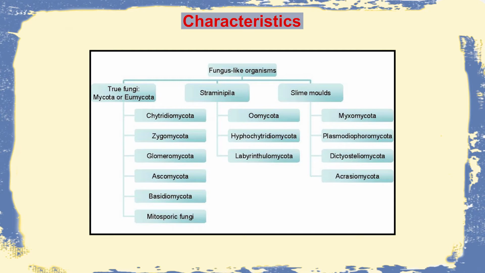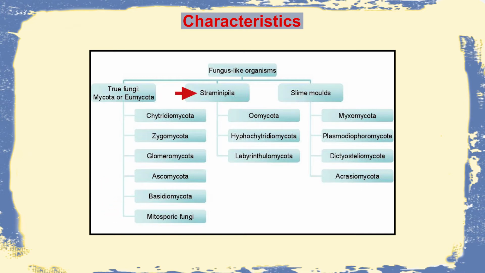There are three major groups. One is true fungi, which is Mycota or Eumycota. The second one is fungi-like organisms, which are not truly fungus, and they include the Straminipila. And the third one is the slime molds, which are more close to protozoa, and they are called the Myxomycota. The true fungi or Eumycota include the Chytridiomycota, Zygomycota, Ascomycota and Basidiomycota.